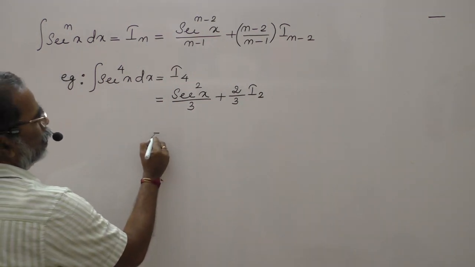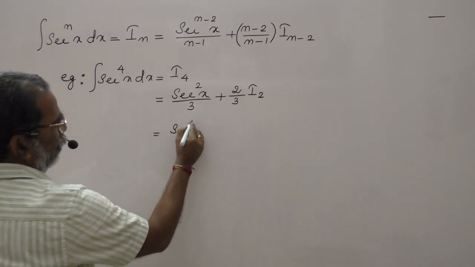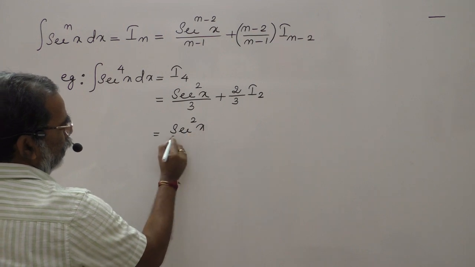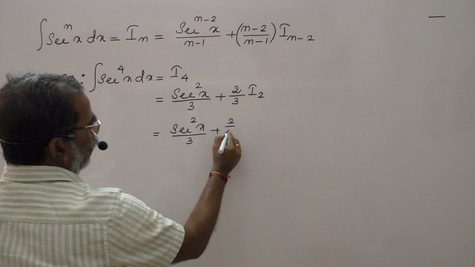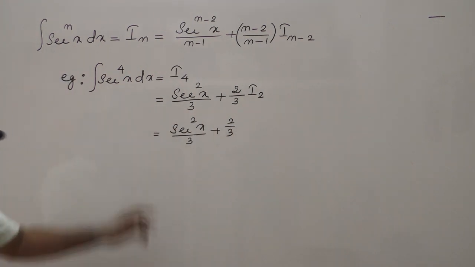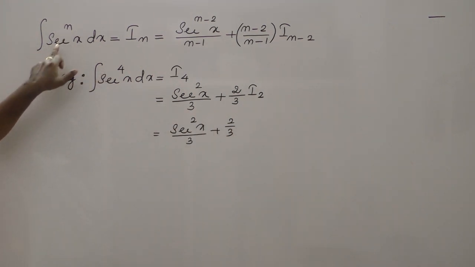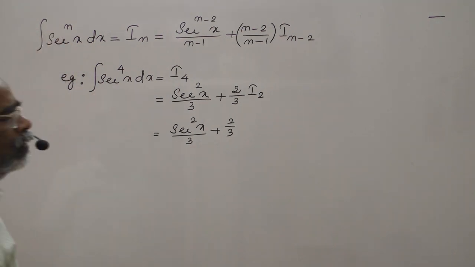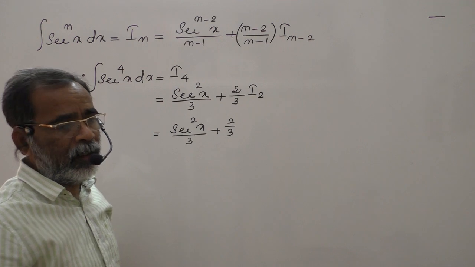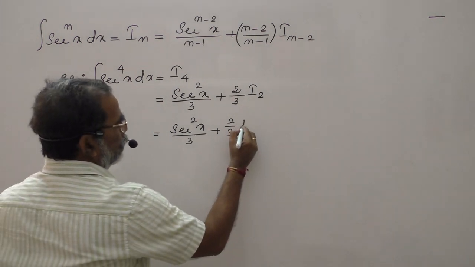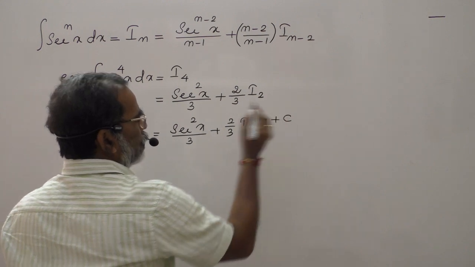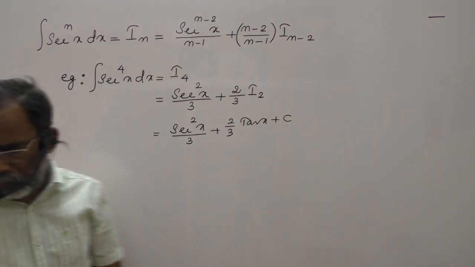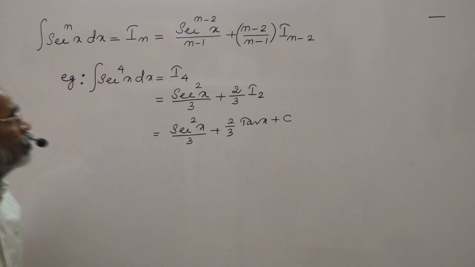So therefore this is equal to sec square x divided by 3 plus 2 by 3 into I_2. If you take 2 here, this will be secant square x. Secant square x is directly, it has an integral. Integral secant square x is what? Tan x. That's all, plus c. So in this way we solve the problems.